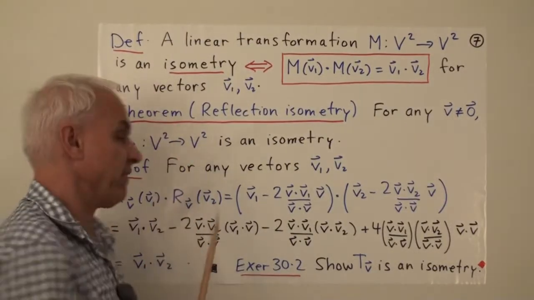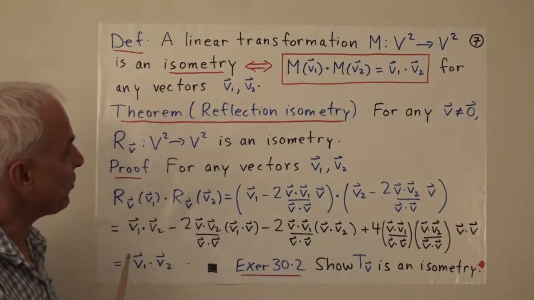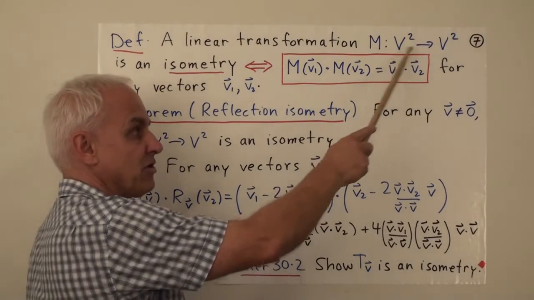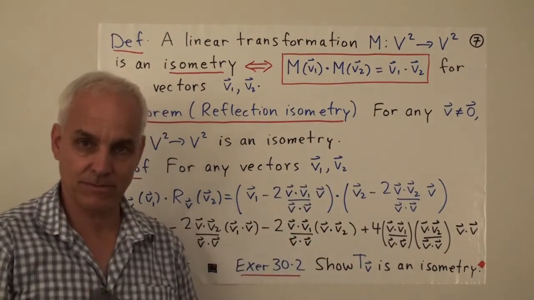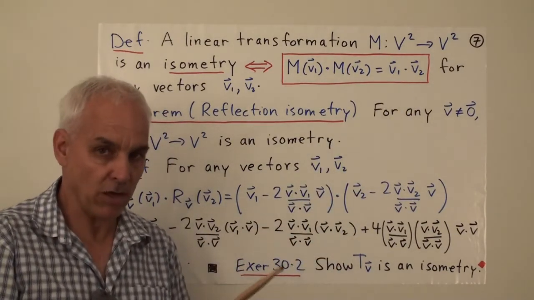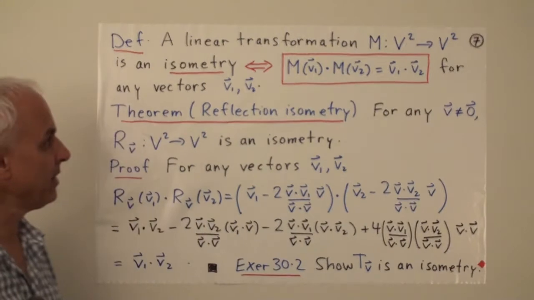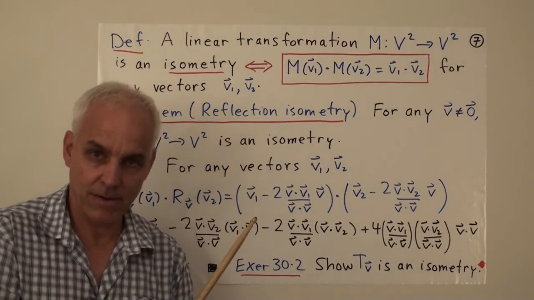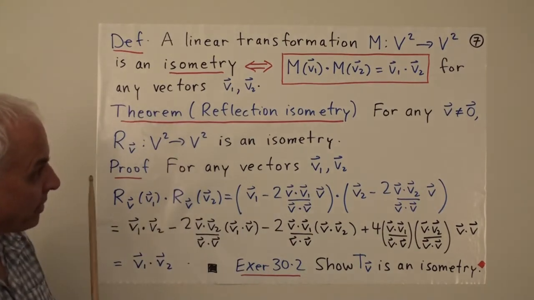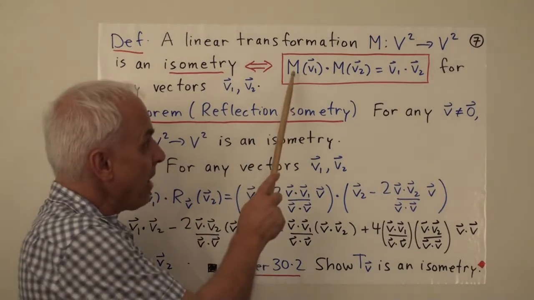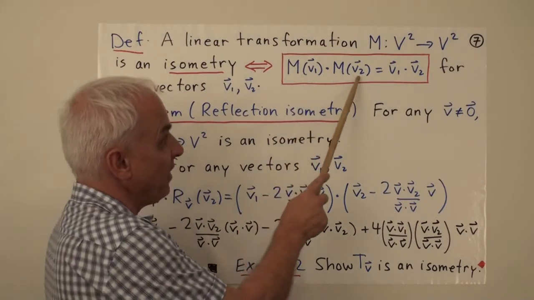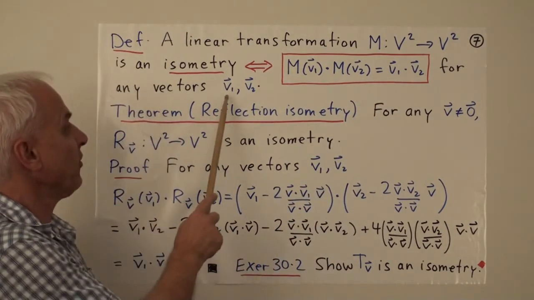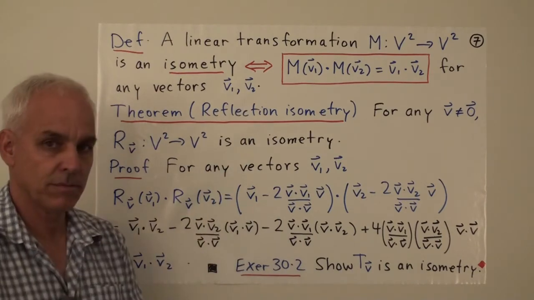Okay, now I have an important definition. A linear transformation, say M, from our two-dimensional vector space to our two-dimensional vector space. We're just talking about column vectors with 2 entries. Such a linear transformation is called an isometry precisely when M of v1 dot M of v2 equals v1 dot v2 for any vectors v1 and v2.